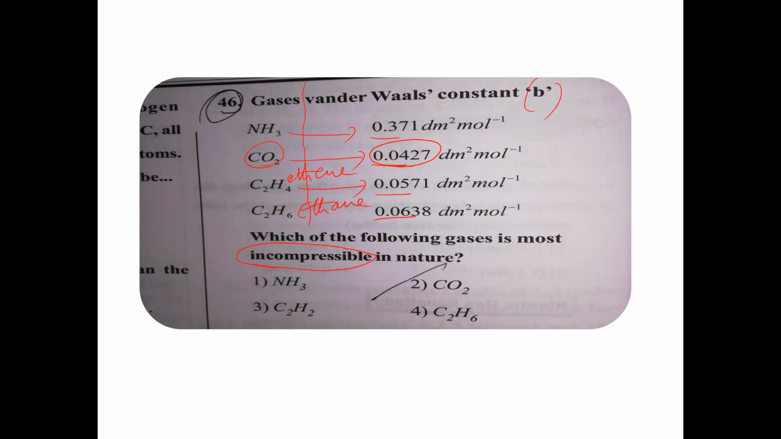So which of the following gases is most incompressible in nature? They asked here. Incompressible nature means what here? CO2 has less value of B. Lesser the value of B, it is more incompressible. Okay.